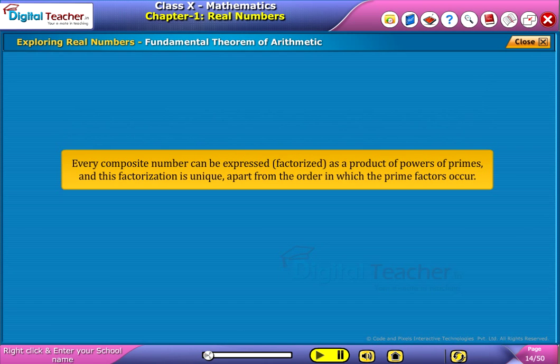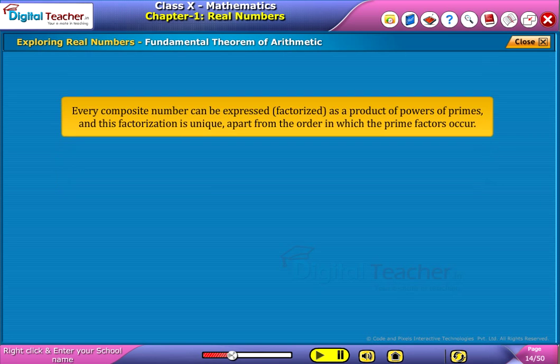Exploring real numbers. Statement of fundamental theorem of arithmetic. Every composite number can be expressed or factorized as a product of powers of primes, and this factorization is unique, apart from the order in which the prime factors occur.